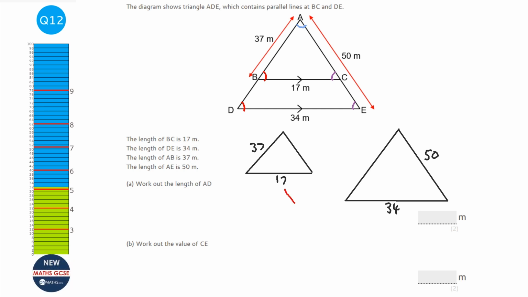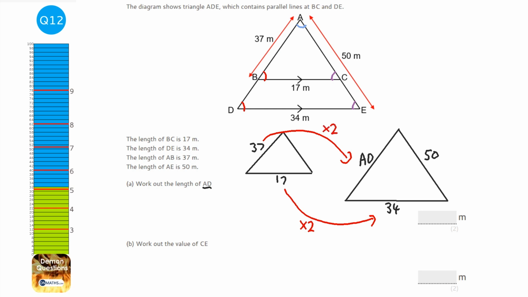So we've got to find out what you times 17 by to get to 34. So on my calculator, I do 34 divided by 17. I probably shouldn't need to do it on the calculator, because obviously the answer is 2. So if I'm timesing that side by 2, and I'm looking for length AD. Now AD is this one here. How do I get from 37 to AD? And remember, it's the corresponding side, so the left hand side will go to the left hand side. So I times that by 2. So it would be 37 times 2, which is going to be 74. So my answer will be 74.